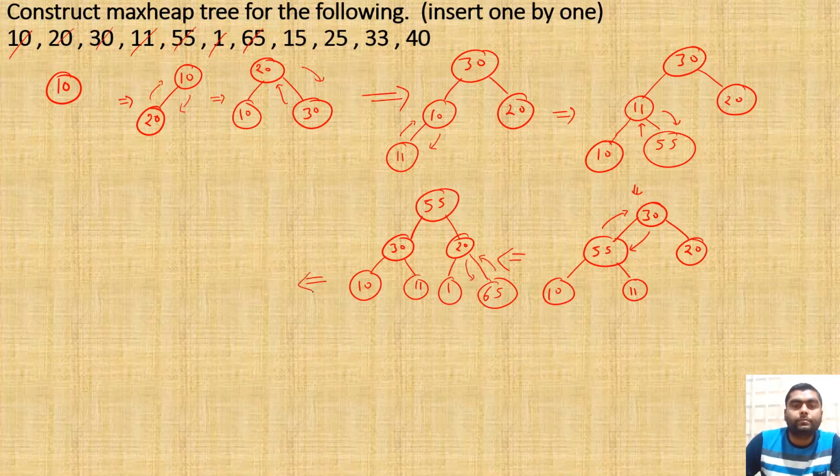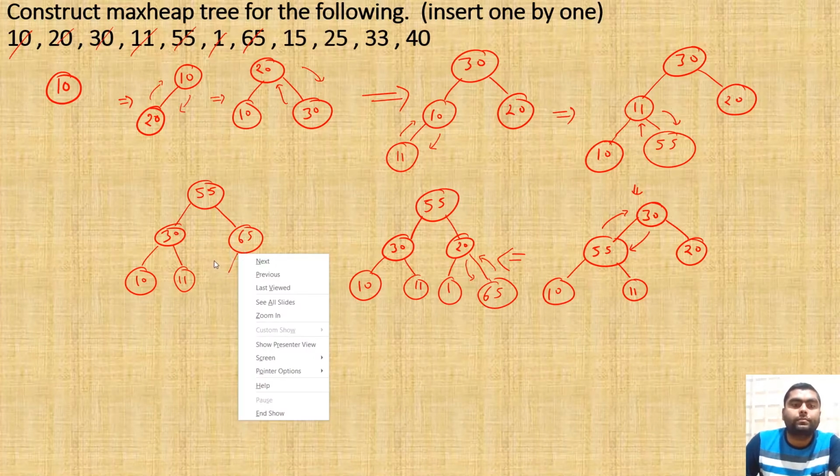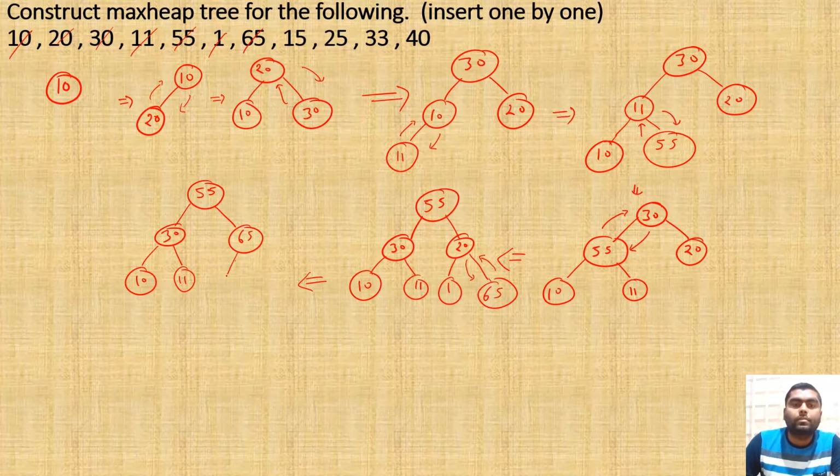So what will happen is that this is 55, and after 55 the left child is 30, and the right will be 65. Then left will be 10, and this right of 30 will be 11, and left of this 65 will be your 1, and the right of 65 will be your 20. Okay, but still there is a problem. This is not in its correct place. So here is the problem.